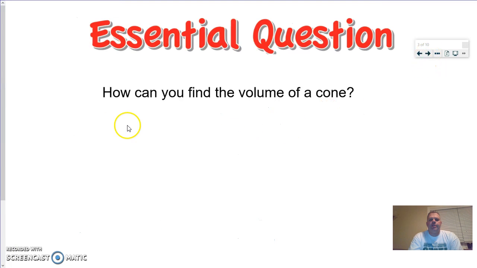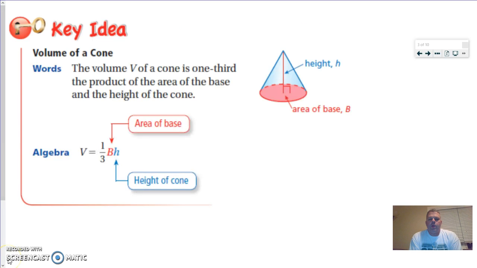Today, our essential question is very similar to yesterday in that it is, how can you find the volume of a cone? In yesterday's lesson, we came up with the volume of a cylinder. The cylinder was volume equals the area of the base times the height, which yesterday we had the area of the base as pi r squared h.